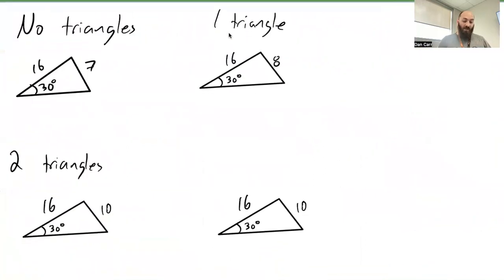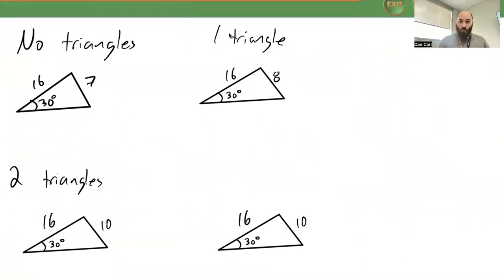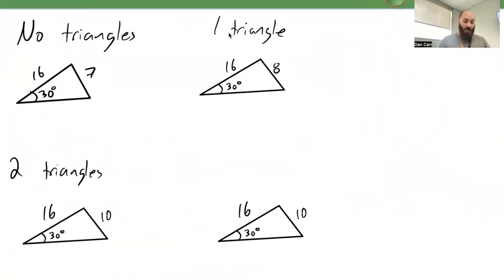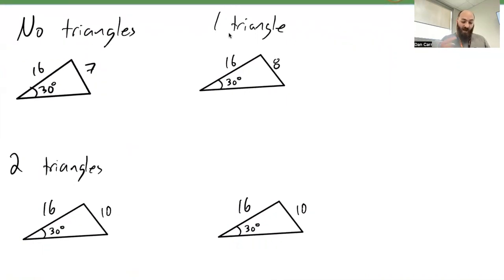I want to quickly talk about these cases here. Here I made very similar triangles, but these are cases where we get no triangles, one triangle, and two triangles. Okay, I'm not going to solve the one triangle, but I am going to talk about the two triangles, what we have to do for that.